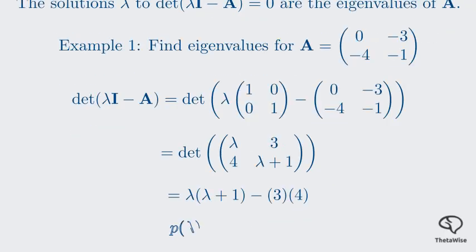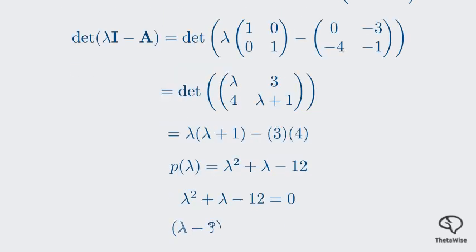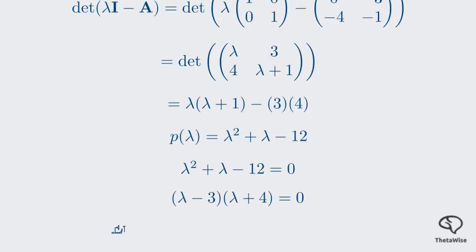Expanding and simplifying gives us the characteristic polynomial. P of lambda equals lambda squared plus lambda minus 12. Now we need to solve the characteristic equation by setting this polynomial to 0. Lambda squared plus lambda minus 12 equals 0. This is a simple quadratic equation. We can factor it into lambda minus 3 times lambda plus 4 equals 0. This yields two distinct solutions for lambda. Therefore, the eigenvalues of the matrix A are 3 and -4. These are the two special scaling factors for this matrix. So we have now achieved our first objective. By solving the characteristic equation, we can successfully find the eigenvalues of a matrix.